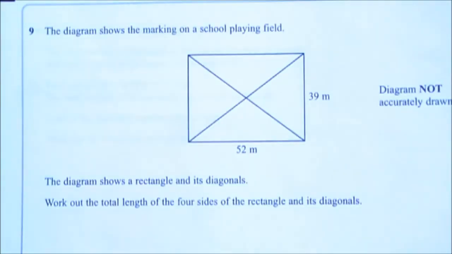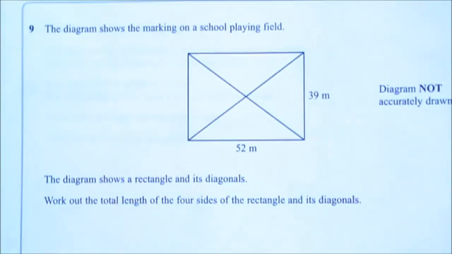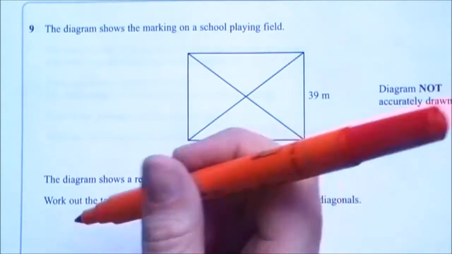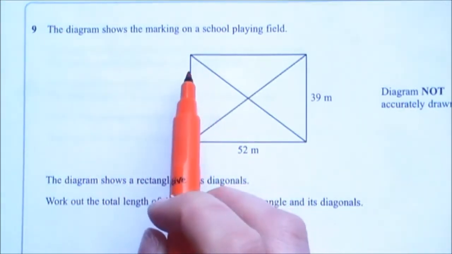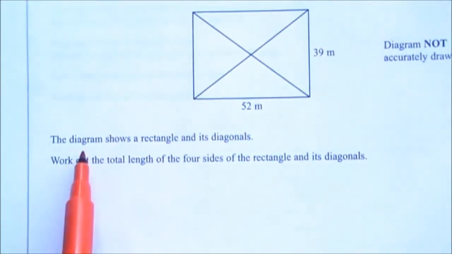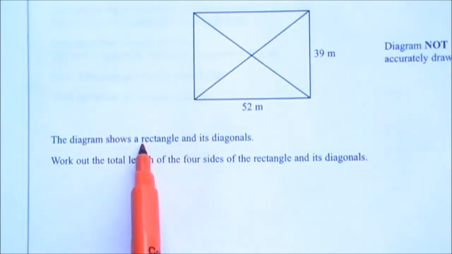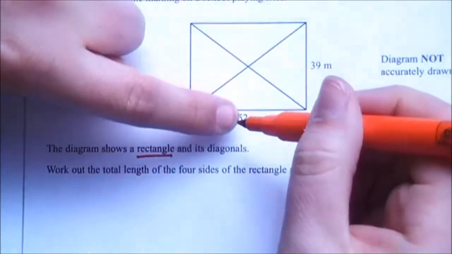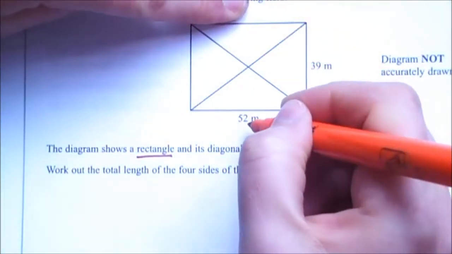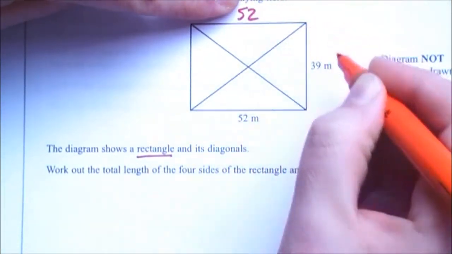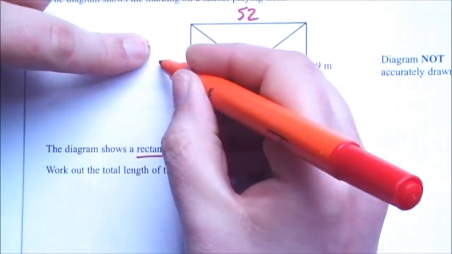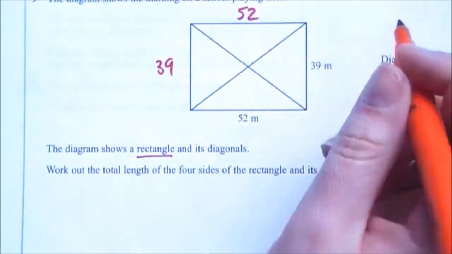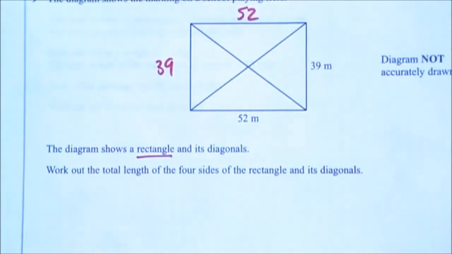Question 9 is a perimeter question, but made slightly more complicated because they want us to use Pythagoras also. So the diagram shows the marking on a school playing field. The diagram shows a rectangle and its diagonals. Now the fact that they've told us it's a rectangle means that I should straight away realise that opposite sides are equal. So if that's 52, that's 52. If that's 39, that's 39. I'm going to write them on my diagram so I don't forget about them.